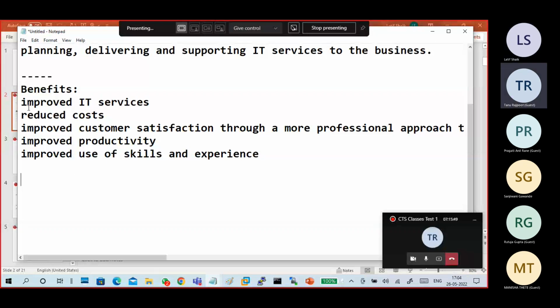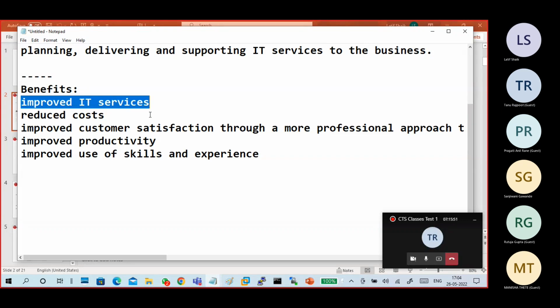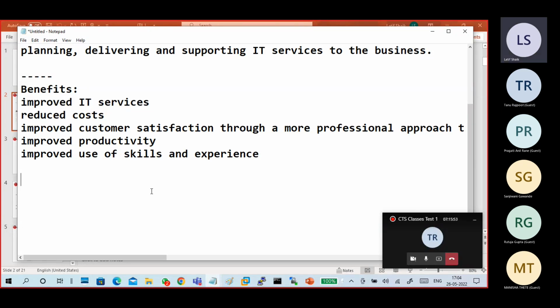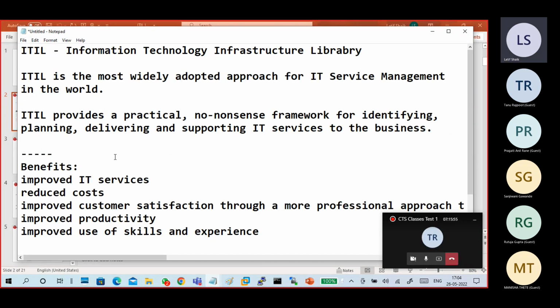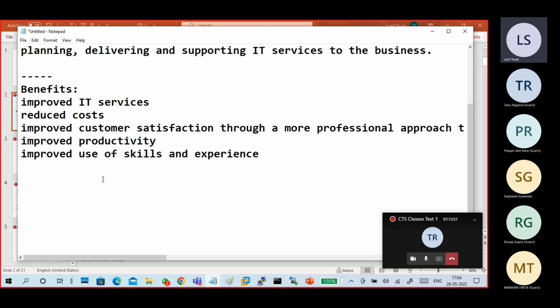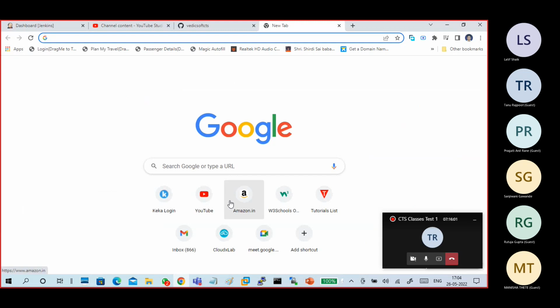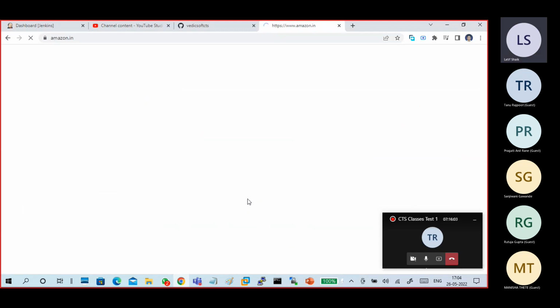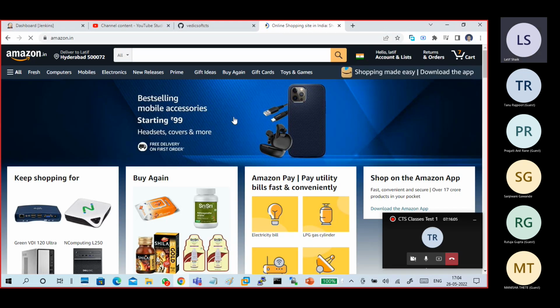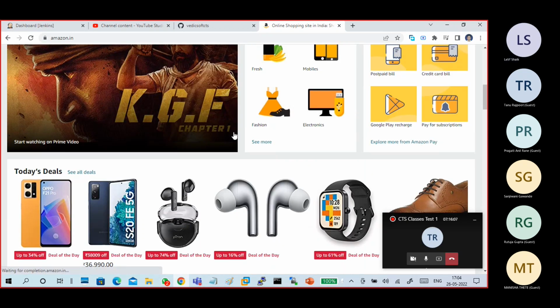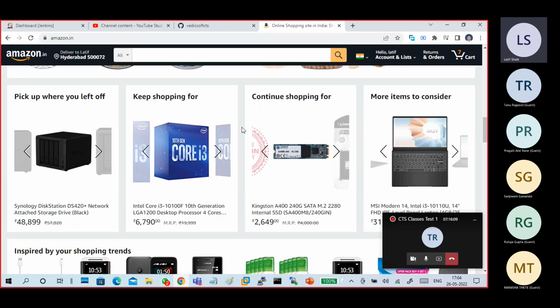Okay, now. So we can take any example to understand ITIL, like Zomato, Amazon. Okay, where is Amazon? This is Amazon. Email services. Okay, Amazon, Flipkart.